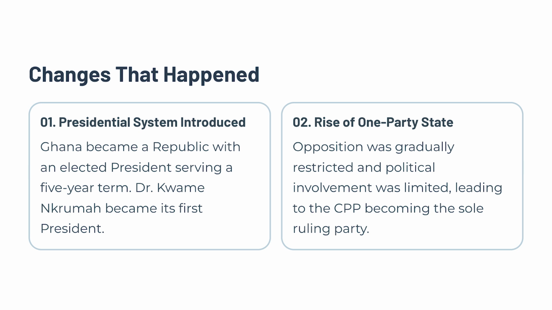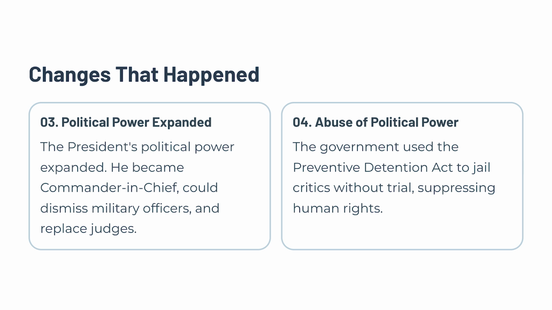Second, opposition parties were gradually restricted and political competition became limited, leaving the CPP as the only party. The president's political power expanded significantly. He became commander-in-chief, could dismiss military officers, and even replace judges. And as a result, political power was abused. The government often used the Preventive Detention Act to detain critics without trial, limiting human rights and silencing opposition voices.